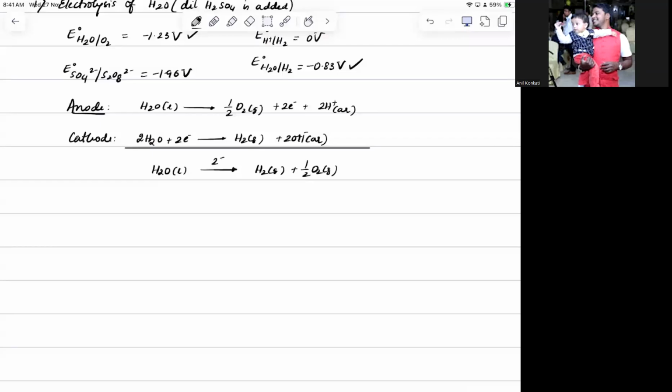And how many Faradays are required in this case? 2 Faradays. This is an important part: for every 2 Faraday charge, I'll get 1 mole of hydrogen and half mole of O2. I hope this is clear, everybody. This is what will happen in the electrolysis of water or dilute H2SO4 with a very small composition. Right. Next.